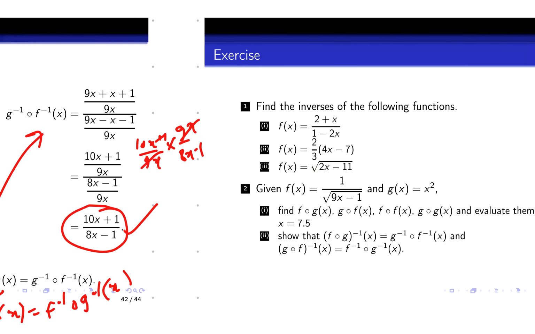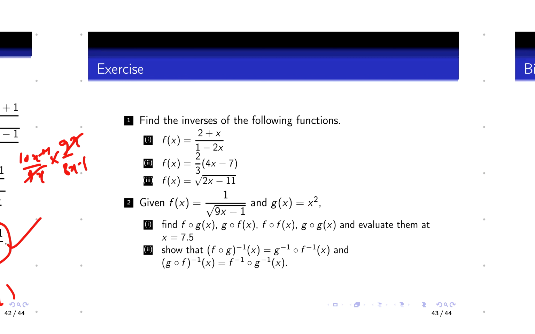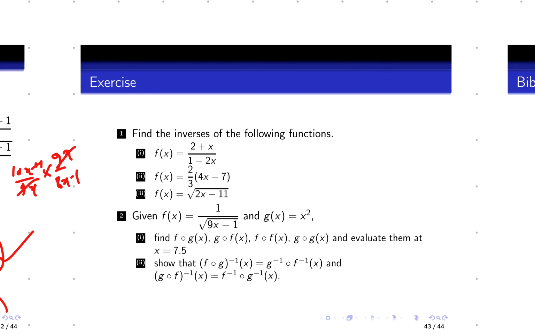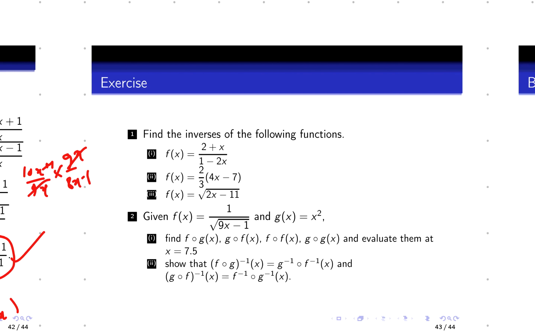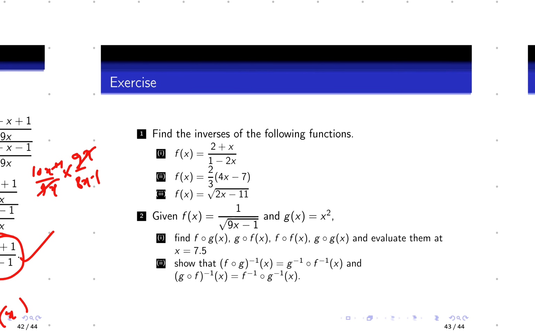So you have some exercises to play around with. You can try your hands on these things. Find the inverses of the following functions. As you can see, f of x equals (2 plus x) over (1 minus 2x). f of x equals 2 over 3 into (4x minus 7). f of x is the square root of 2x minus 11.